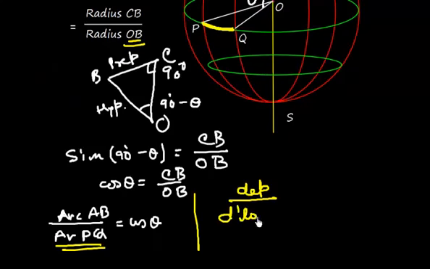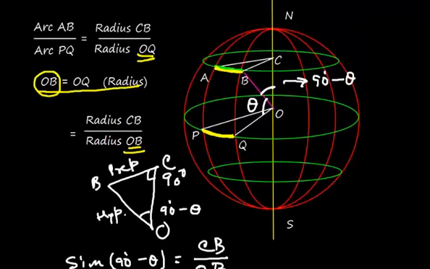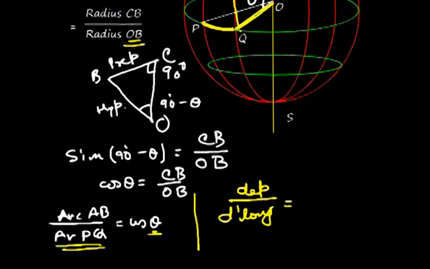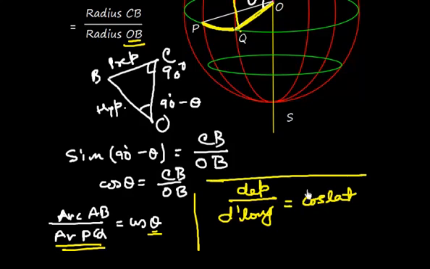So departure by d long is equal to cos theta. Let us define theta. Theta is the latitude, because this is the arc of the meridian between the equator and the parallel of latitude of the place. So theta is going to be the latitude, as per the definition. So departure by d long is equal to cos latitude, and this is the parallel sailing formula.